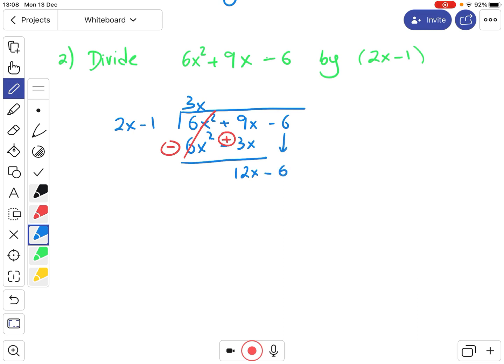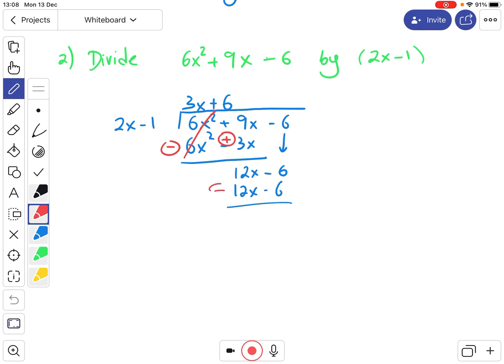And I start again. I ask myself, what do I multiply this by to make this? I multiply 2 by 6, and there's an x already there. And now I'm going to multiply my plus 6 by all of this, and I write it underneath. And when I do that, 2x by 6 gives me 12x. Minus by plus gives me a minus. 1 by 6 is 6. And as you can see there, they're both the same.